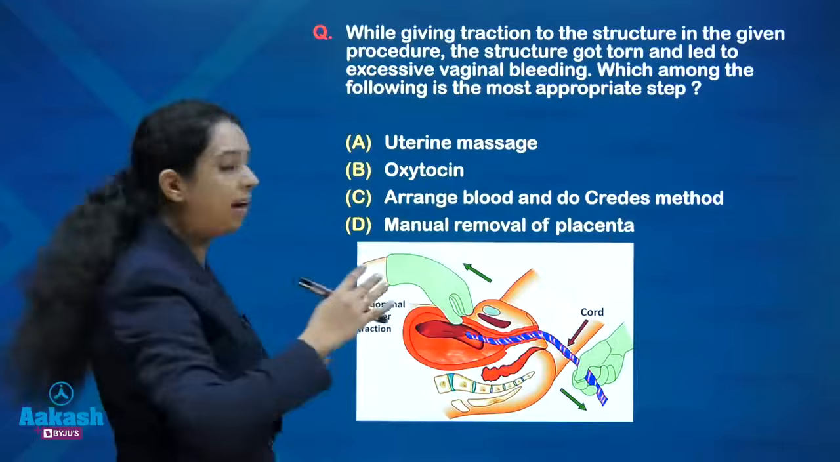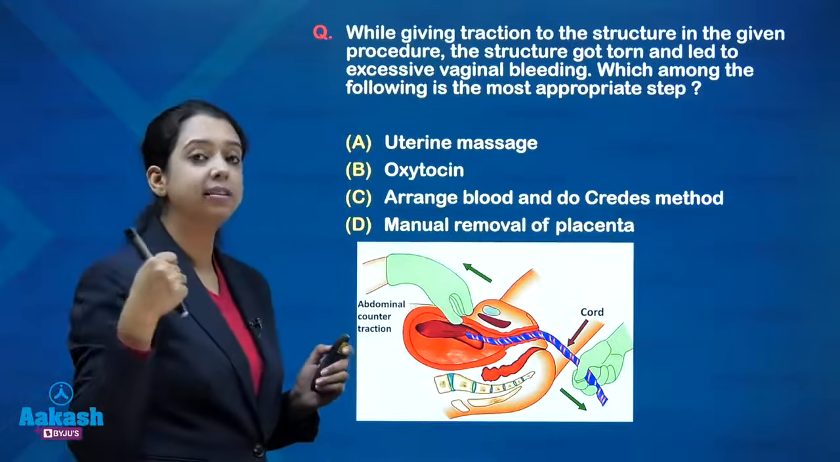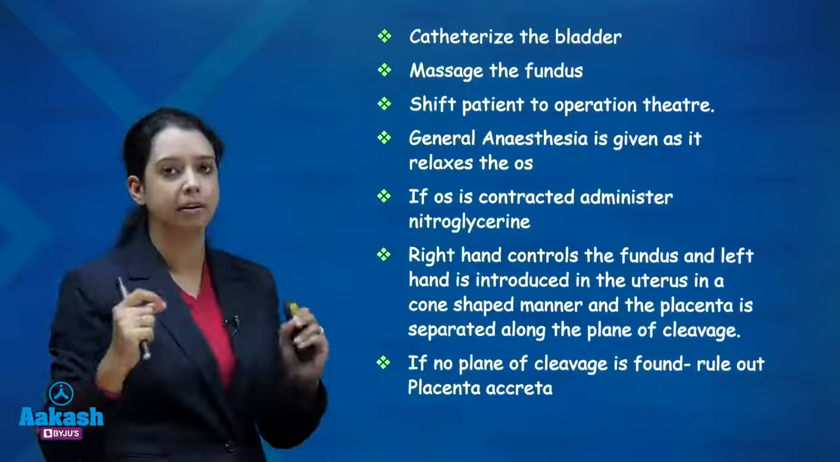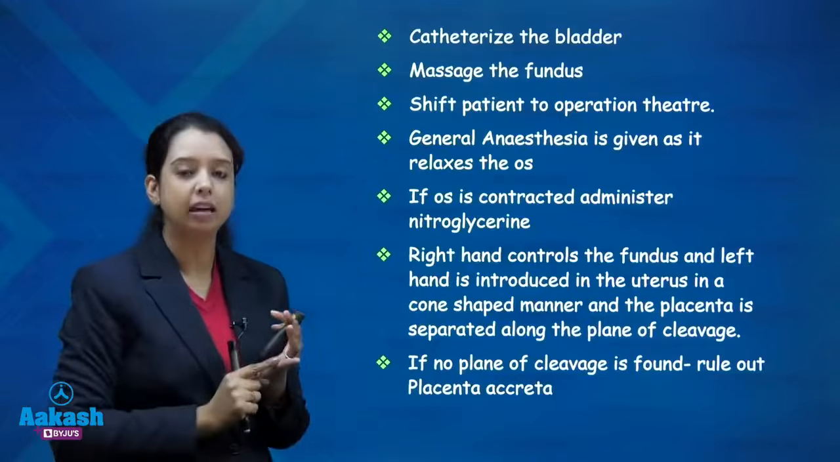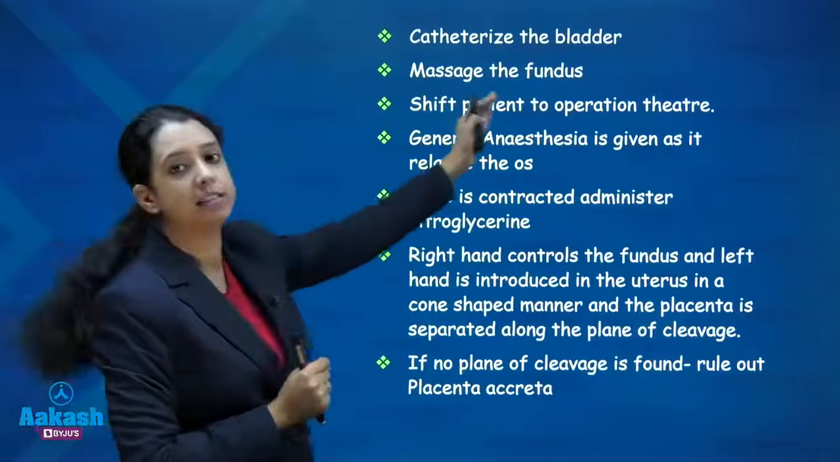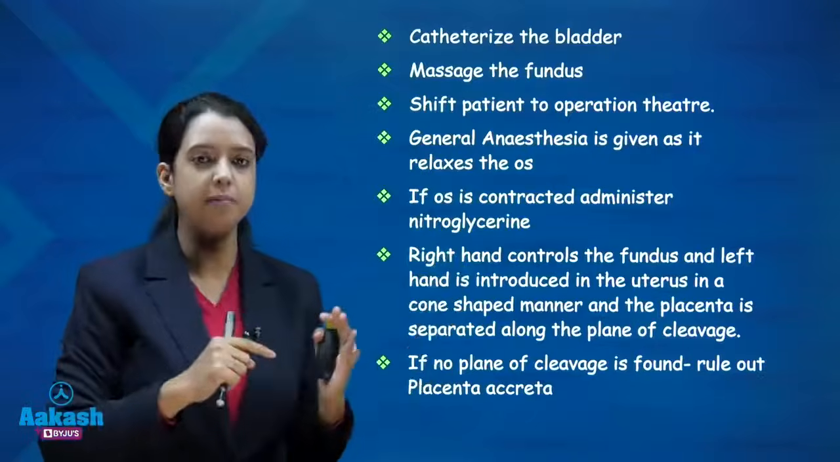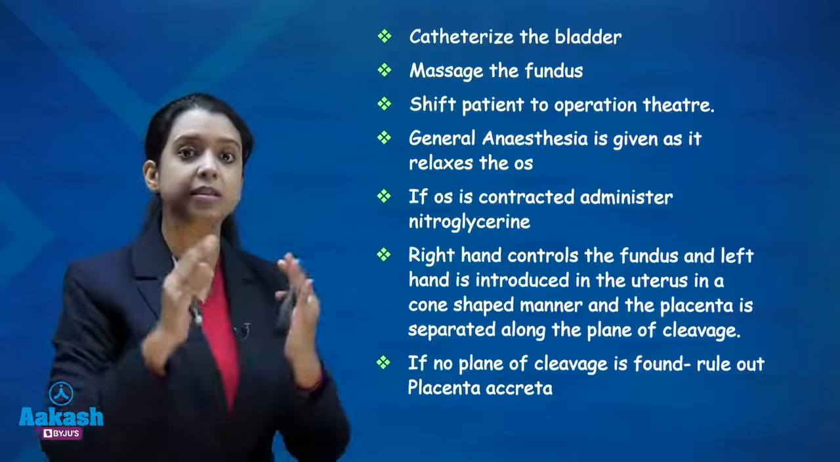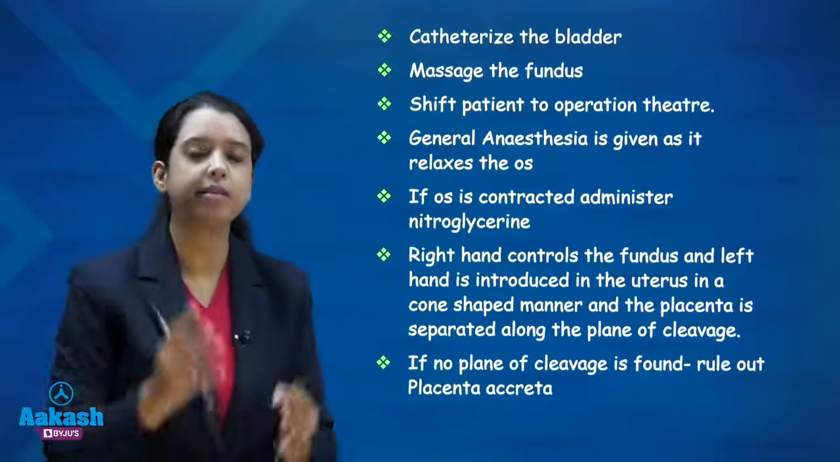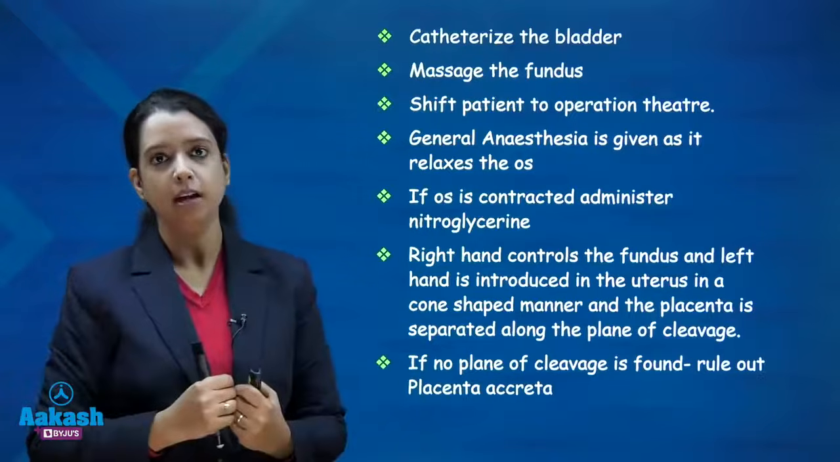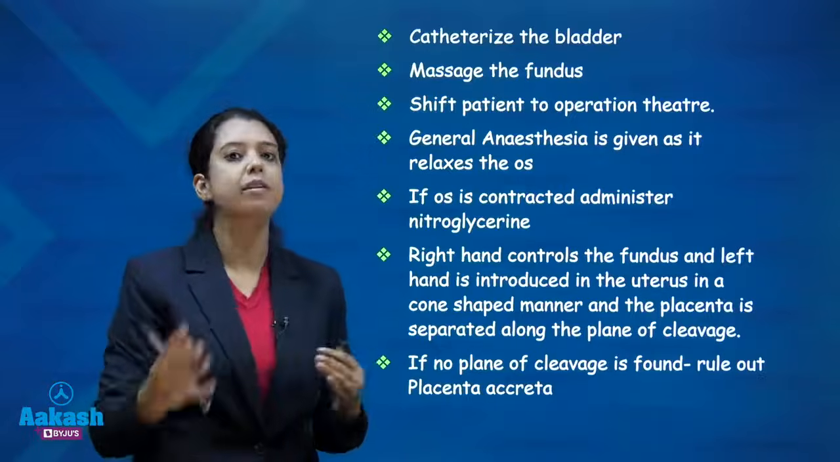So let's see how to manage when the cord gets torn off. If that has happened, the patient will start bleeding. Obviously, there is placental tissue inside. So you will immediately catheterize the patient. You will start massaging the fundus. Why? Is that the treatment? No. You will massage the fundus till you do any definitive treatment. Now, definitive treatment will obviously be the removal of placenta. Until you remove it, the bleeding will not stop.